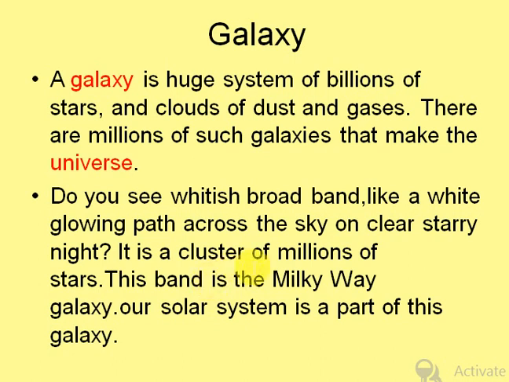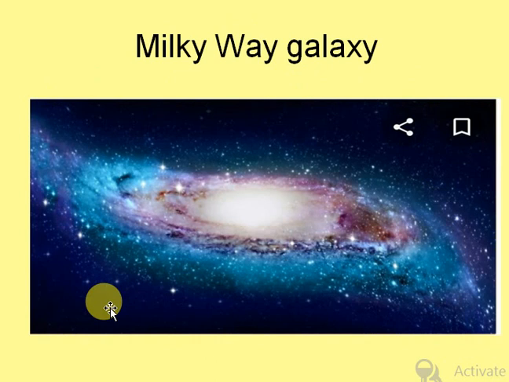From the starting there was a question, so here is the answer. Our solar system is a part of this Milky Way galaxy. This is a clear image of the Milky Way galaxy. Even you can see it during the night in a clear sky. Try to identify it.